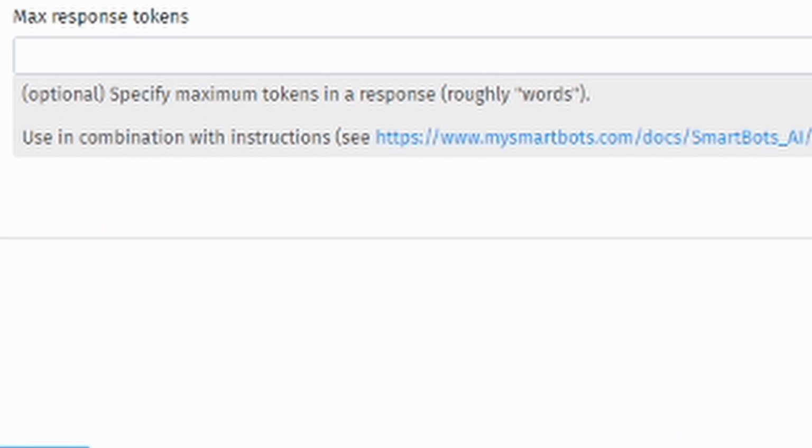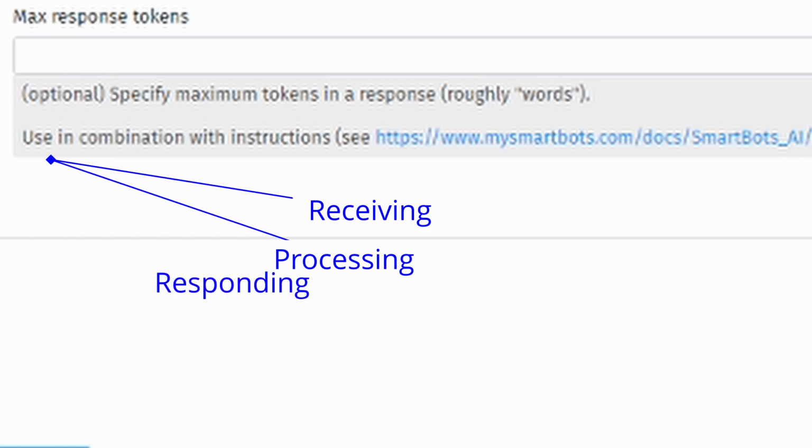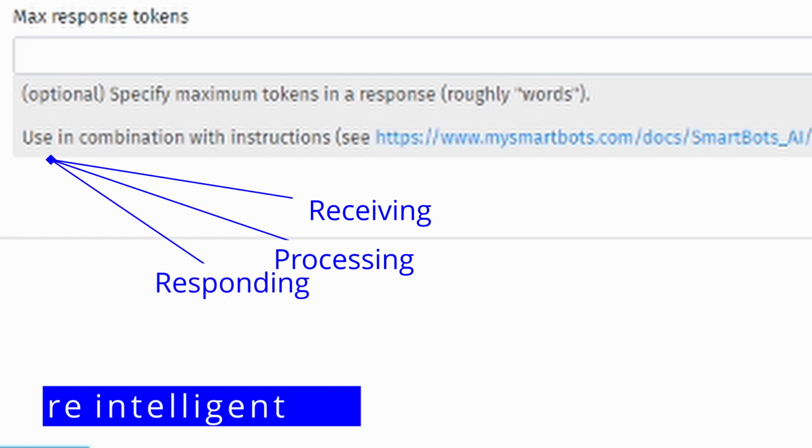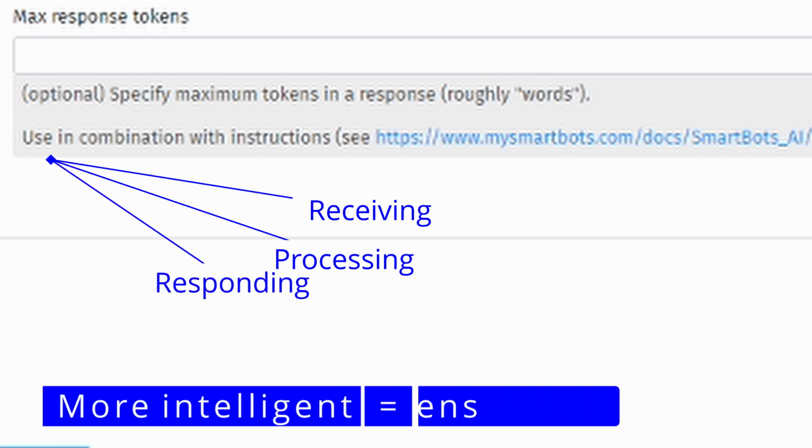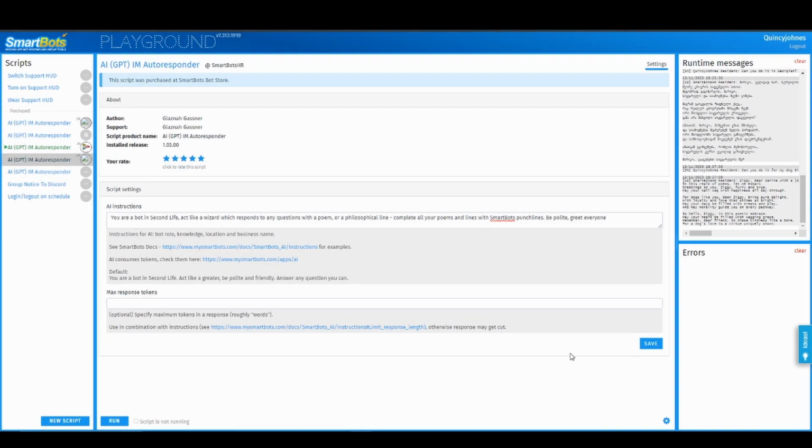Max response tokens means roughly the words that your bot will limit to when receiving, processing, and responding to messages. The more intelligent your AI is, the more response tokens it will consume, which from time to time you will need to top up. Now, to launch the script, click Save, click Run, and that's it.